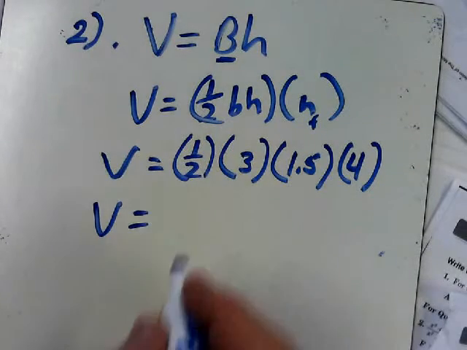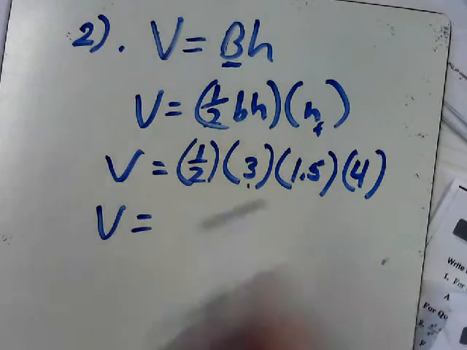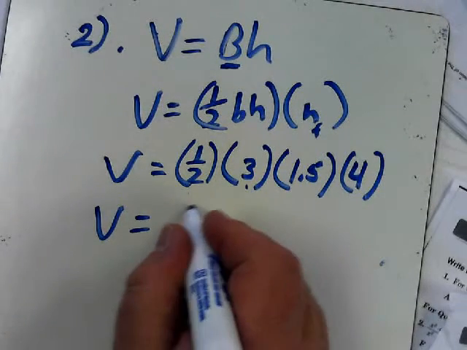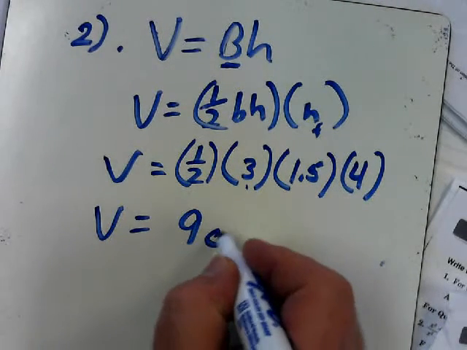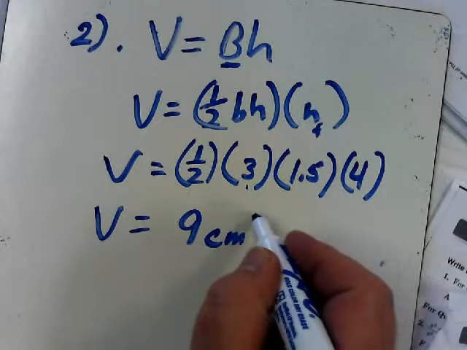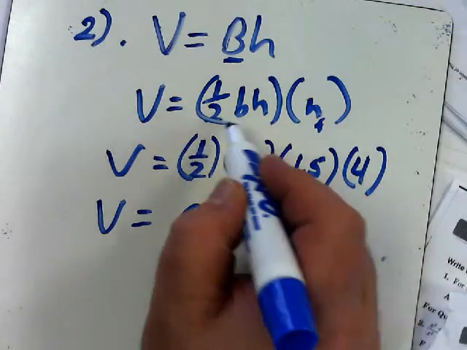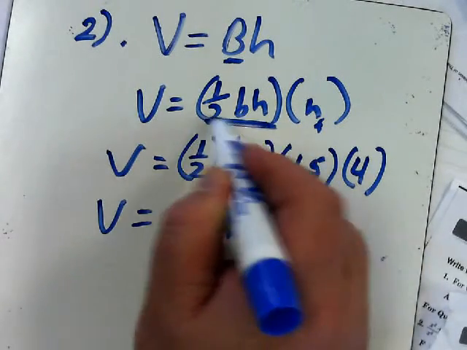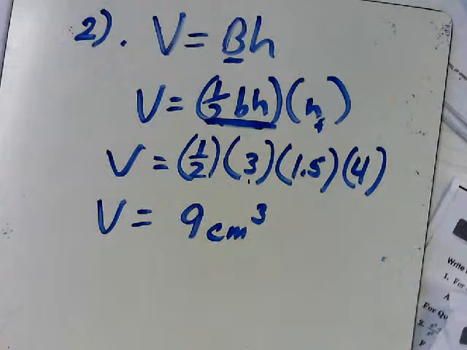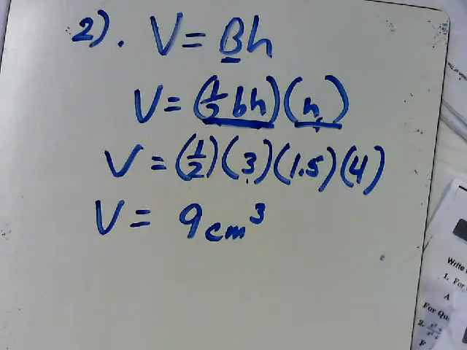So half of 4 is 2, 2 times 3 is 6, 6 times 1.5 would be 9 centimeters cubed. That was a little while. Okay, so it's half of base times height, times height. Since the base is a triangle, this becomes finding the area of the base: 1/2 the length of the base of the triangle times the height of the triangle times the height of the whole figure, which is 4.